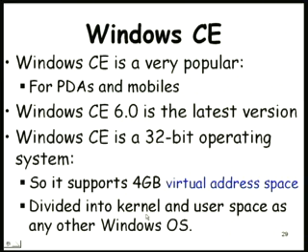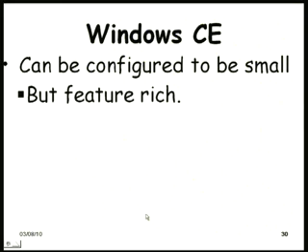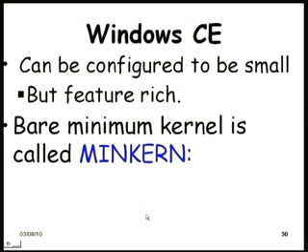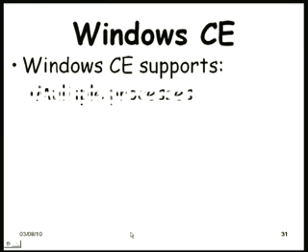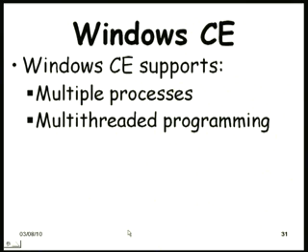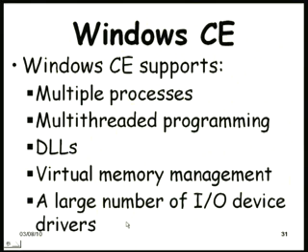Again, it divides into the kernel and user space, just like any other Windows desktop operating system, and it is reconfigurable. You can configure it to be very small or feature rich. The smallest configuration is called MinKern, only 350 KB in size, but of course most of the facilities would have been turned off, no graphics, Windows support, etc. It supports multiple processes, multi-threading, DLLs, dynamic link libraries, virtual memory management, and comes with support for a large number of IO device drivers as any Microsoft operating system. So, these are some of the important features of Windows CE.